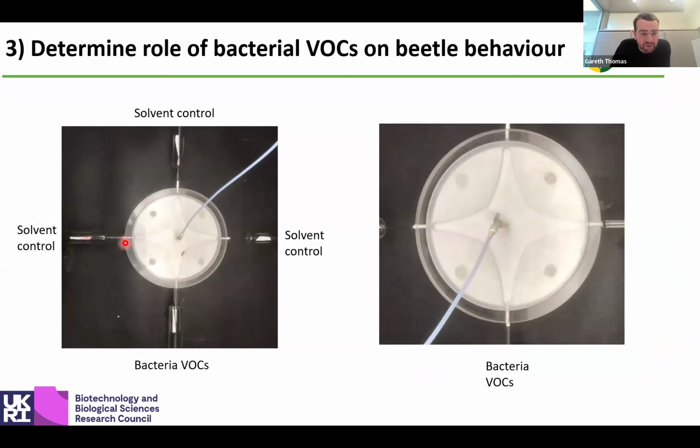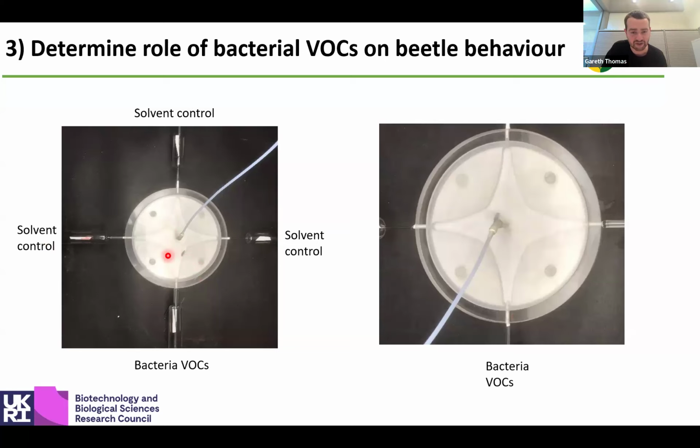We have the beetle within this central chamber here, and then there are 4 glass arms which come out of the arena itself. One of them is the treatment arm, so the solvent extract that we collected from the bacteria goes into one of the arms, and the other 3 are just left as solvent controls. Over time, we can measure the amount of time that the beetle spends in each of these arms, and we do it across several replicates, so we're left with information on how long the beetle has spent in each arm. And from that, we can determine, does it like the smell of these bacteria?